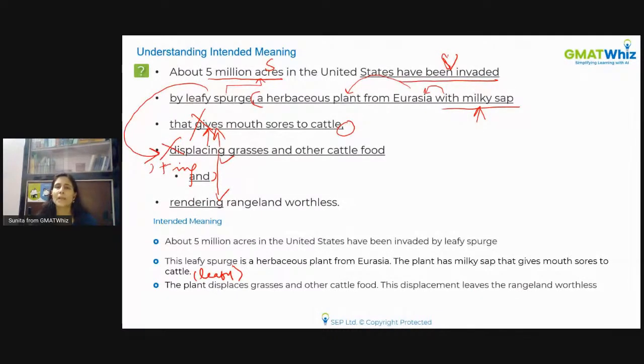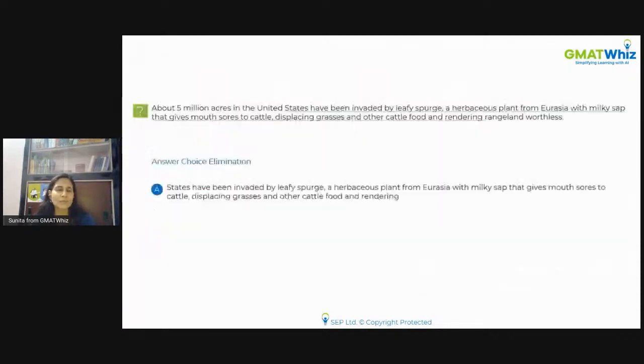That's what I mean. So you can see here that, this that connects to milky sap, it will refer to its nearest noun. So when we talk about that and which, they can modify the nearest noun, they can modify a slightly far away noun, you know, a noun which is separated by a prepositional phrase. But in that case, that would be modifying Eurasia, which would be equally illogical. All right. So here, it doesn't make sense to say that milky sap that gives mouth sores and milky sap displaces grasses. Okay, so choice A is totally out. Let's move to B.